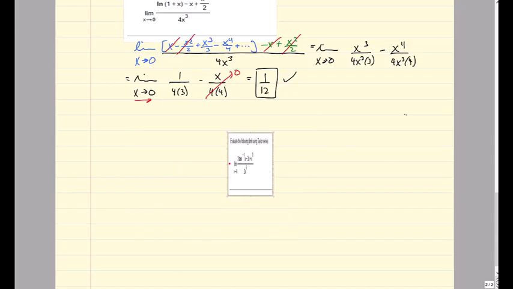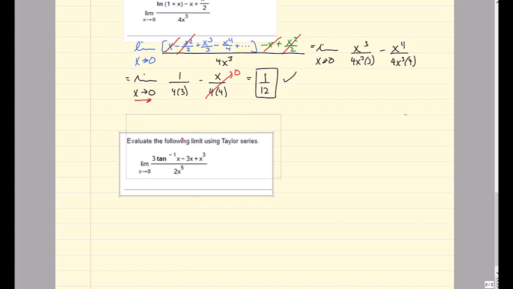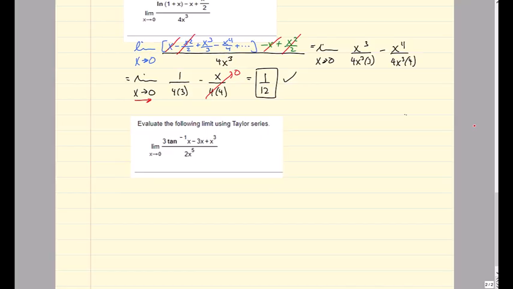So this one's actually a multiple choice. I'm not going to put down all the multiple choice options. We'll just work it as is. So this one says evaluate the following limit using Taylor series.